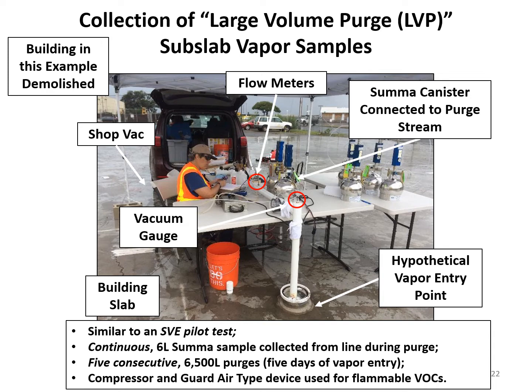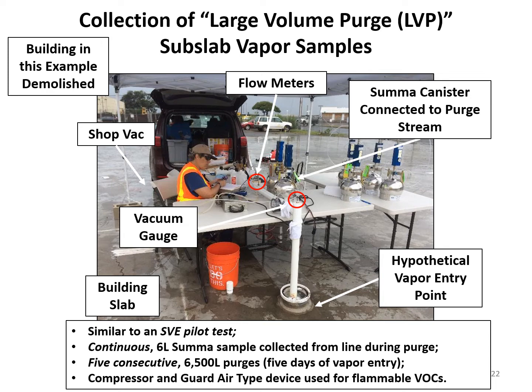And there's lots of details. You have vacuum gauges you're watching and looking for leaks and such. It's not that complicated though. Typically what we do in the field now and in our guidance, you're going to purge 5 days worth of intruding vapors. In this field study we did, we were purging 6,500 liter purges, but it's roughly 5 days of vapor entry for a moderately cold climate.